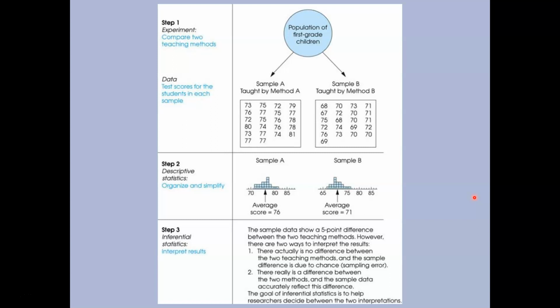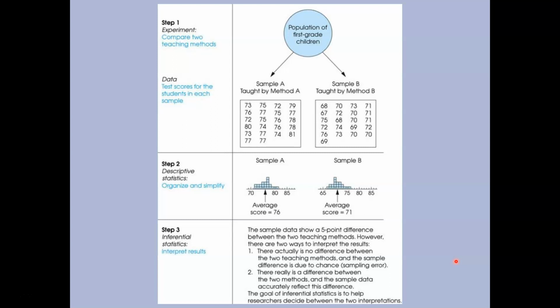If you read over here, it says there actually is no difference between the two teaching methods, and the sampling difference is due to chance, or the 5-point score difference is simply dumb luck. That's what it means. We say that the difference is not driven by the teaching method, it's simply the sampling error. Now my question is, what the heck is sampling error?